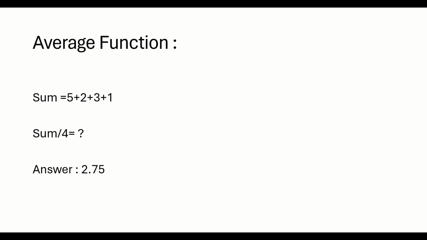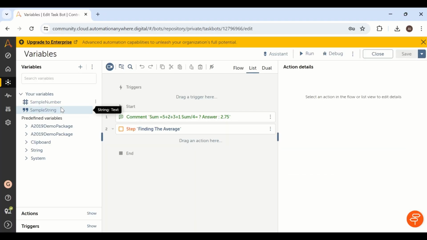The same steps we will follow in Automation Anywhere also, but there is some trick to get 2.75 in Automation Anywhere. Please don't skip the video. You will get what exactly that trick is that we have to follow in Automation Anywhere. Directly we will jump into Automation Anywhere and try to solve this function using the number data type.